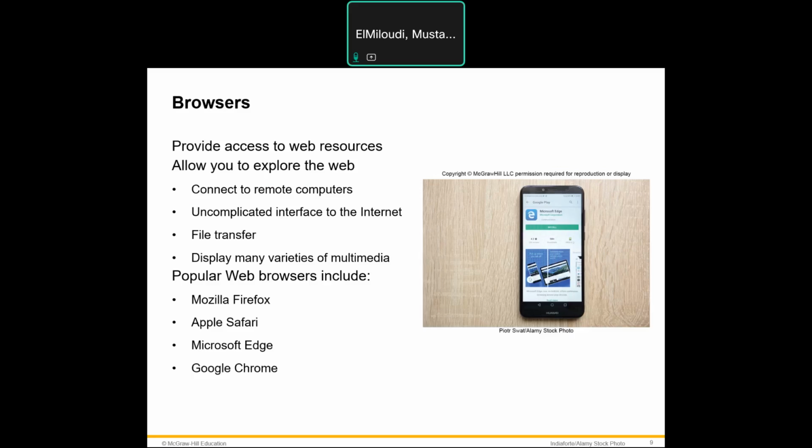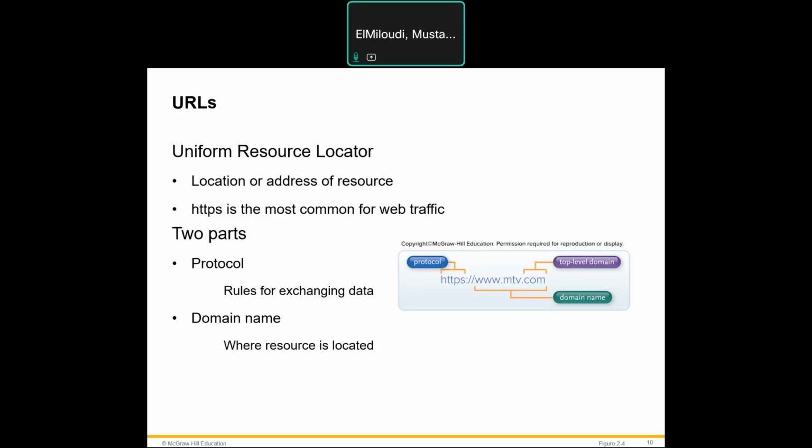Browsers are programs that provide access to web resources. For example, Google Chrome, Explorer, Safari, Mozilla Firefox, and there are many more that allow us to have access to web resources. And there's the uniform resource locator. Basically, that helps us with the address of resources. Every website should have a specific address that allows you to access it through the web.